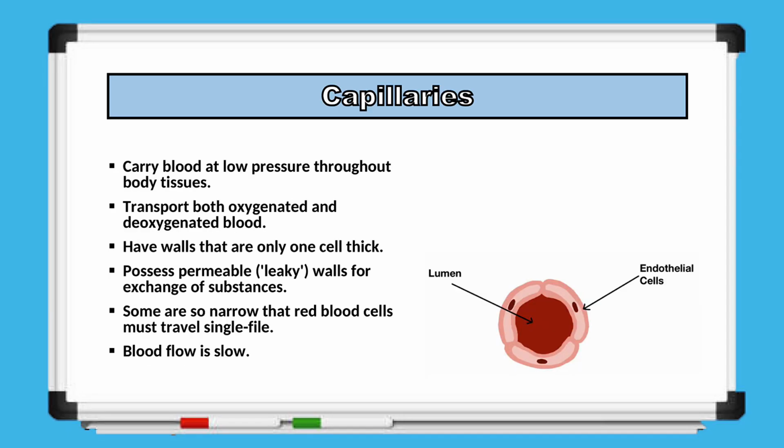Capillaries are tiny blood vessels that carry blood at low pressure throughout body tissues. They transport both oxygenated and deoxygenated blood. Capillary walls are extremely thin, only 1 cell thick, and are permeable to allow the exchange of substances such as oxygen, nutrients, and waste between the blood and surrounding tissues. Some capillaries are so narrow that red blood cells must pass through in single file, and blood flows slowly through them. Structurally, capillaries are composed of a lumen surrounded by endothelial cells.